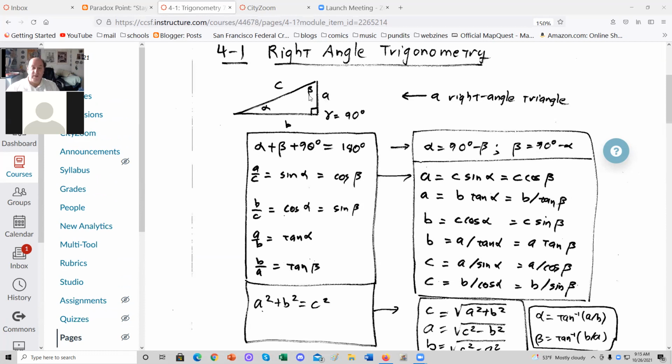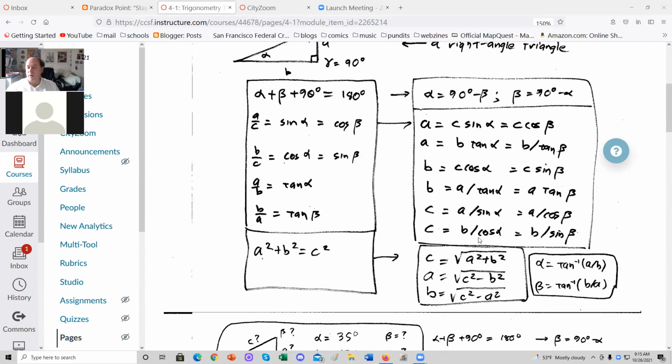A over C is sine of alpha and cosine of beta. B over C is cosine of alpha and sine of beta. A over B is tangent of alpha. B over A is tangent of beta. So we can use these, and therefore we get various formulas. A equals C sine alpha and C cosine beta. A equals B tangent alpha and B over tangent beta. B equals C cosine alpha and C sine beta. B equals A over tan alpha, A over tan beta. C equals A over sine alpha and A over cosine beta. C equals B over cosine alpha and B over sine beta.